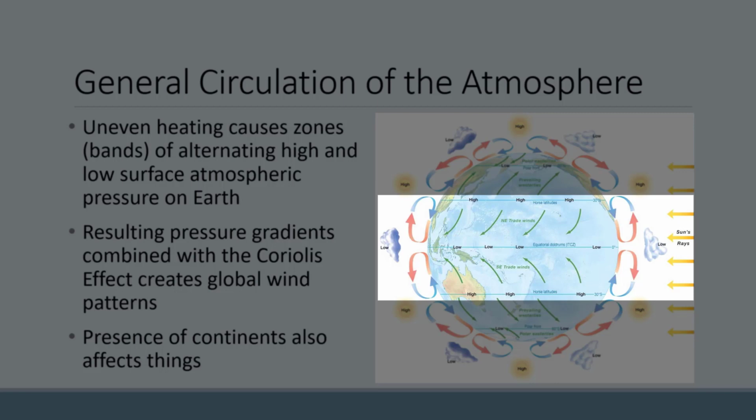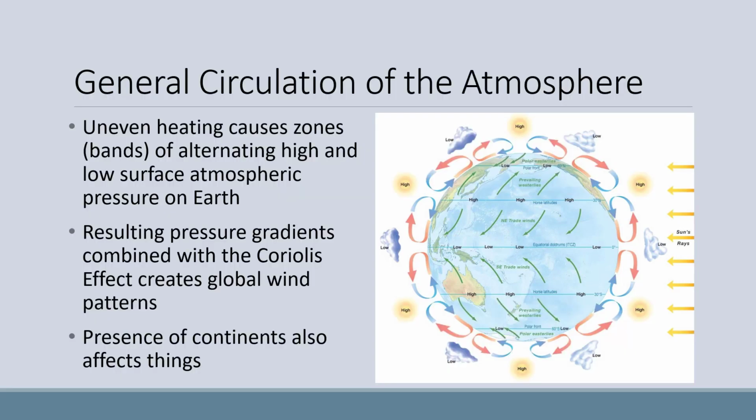That completes the convection cell, and it is what creates the trade winds, which can be seen traveling toward the equator. Really, it is the resulting pressure gradients combined with the Coriolis effect that creates global wind patterns. You can see that the trade winds don't travel straight to the equator, they are deflected to the right in the northern hemisphere and to the left in the southern hemisphere. The presence of continents also affects things. We talked about maritime and continental climates in the last lecture.